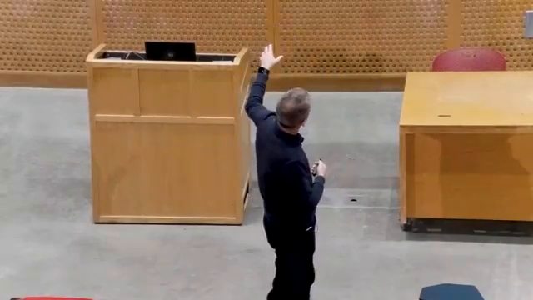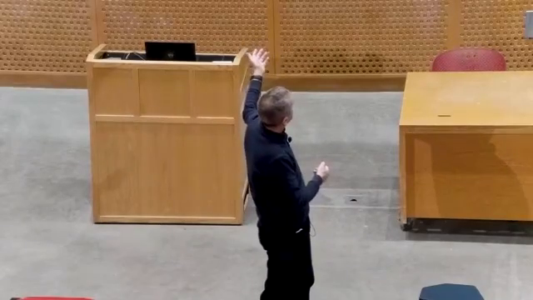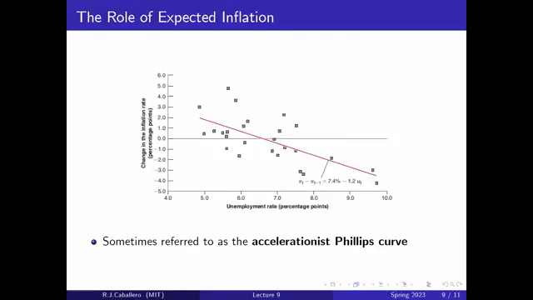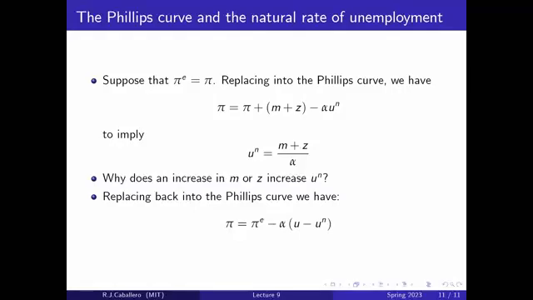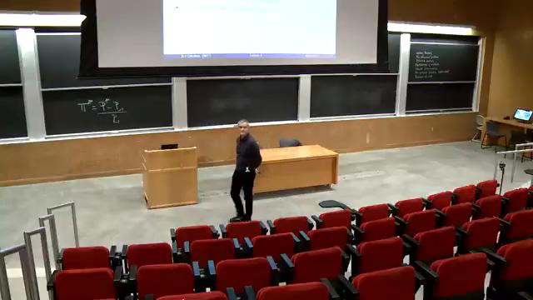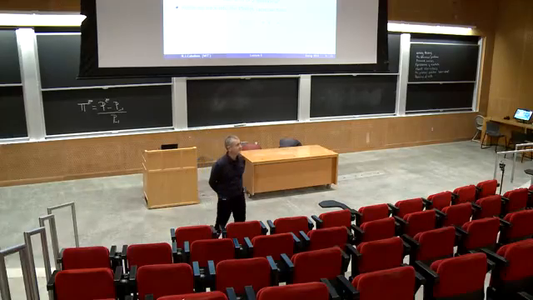So I want to go from a Phillips curve that looks like that to one that has the natural rate of unemployment in there. And so that's the last step in this lecture. So remember the definition of the natural rate of unemployment. What was the definition of the natural rate of unemployment? Was it the unemployment rate that God gave us? Any God?